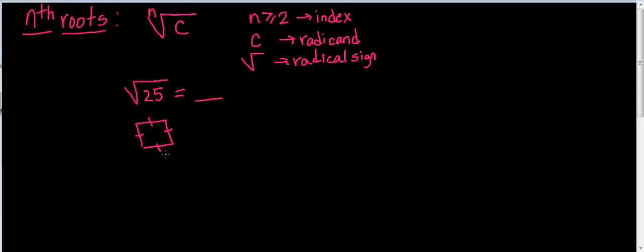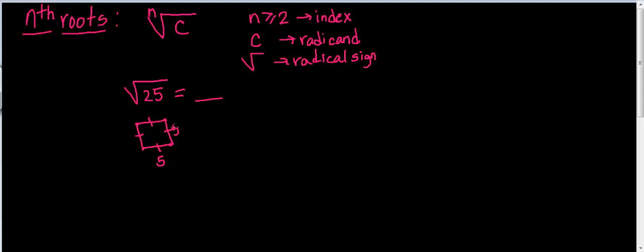And if it's a square, that means that this side from here to here has to measure the same thing as from here to here, and it has to measure the same thing from here to here. All 4 sides have to be equal. So when I think about the square root of 25, I think about a number that I multiply by that same number to get 25. So can you tell me what that number is? That number is 5.